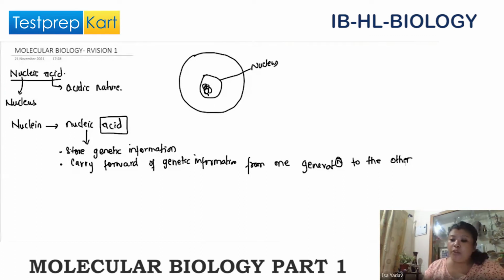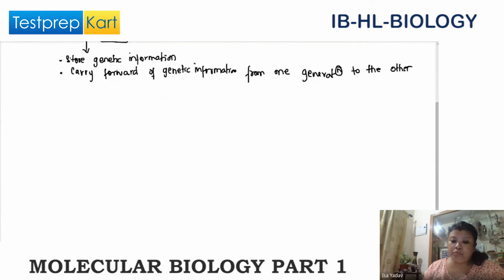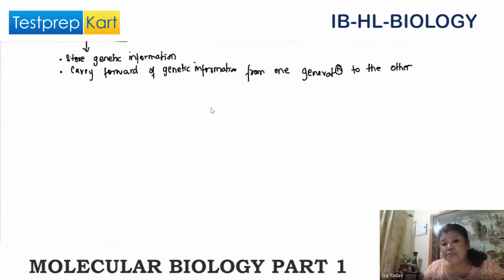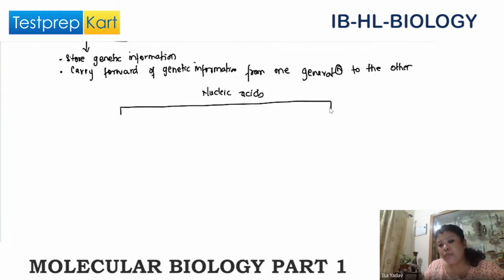When we talk about nucleic acids, they are of two types. Now we'll see. The first one is called DNA. The next one is called RNA. DNA stands for deoxyribonucleic acid.